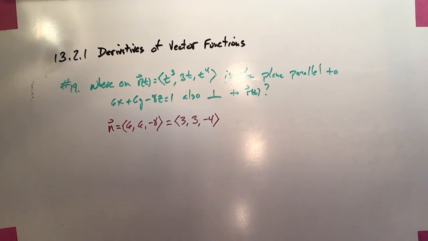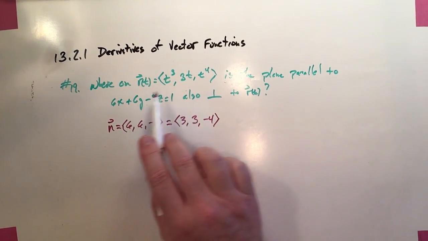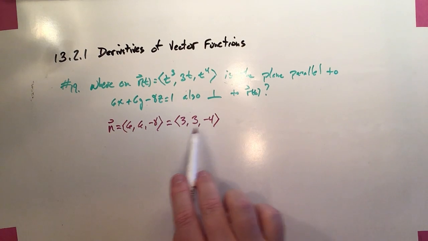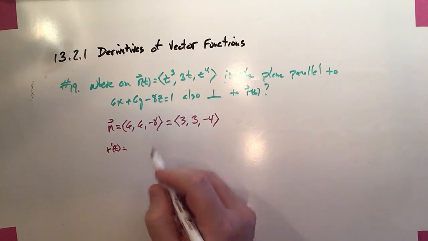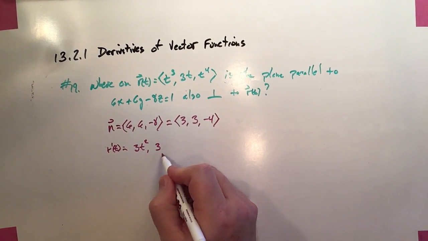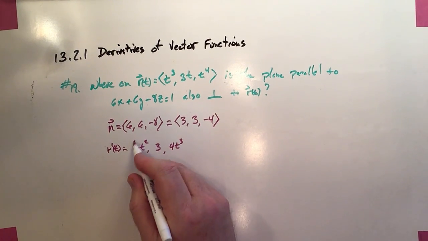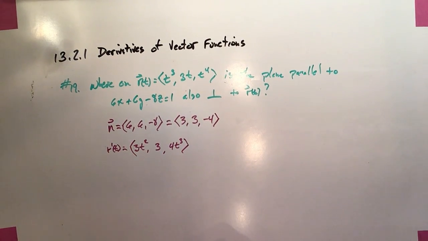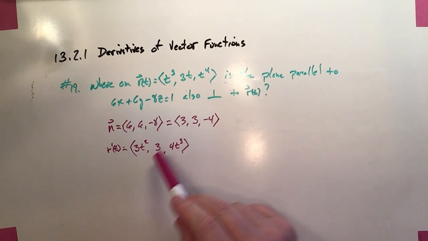So this reduces it. Well, now let's find r prime of t, because what I in essence want to know is when that points in the same direction as this vector. So r prime of t is going to be equal to 3t squared, 3, and 4t cubed. And now in essence, it's just a question of matching these things up. So let's look carefully. I want these to be the same.